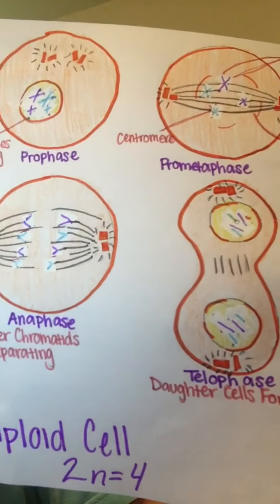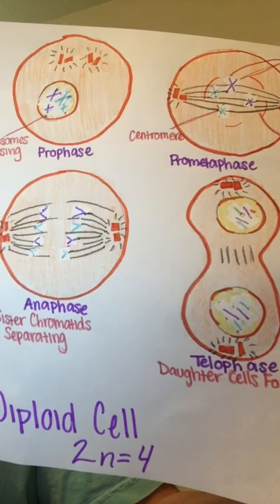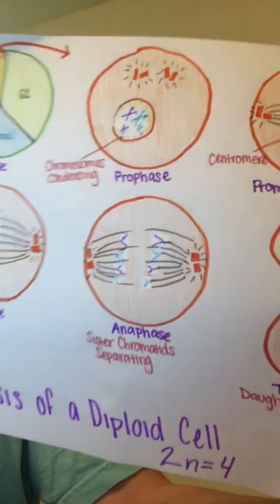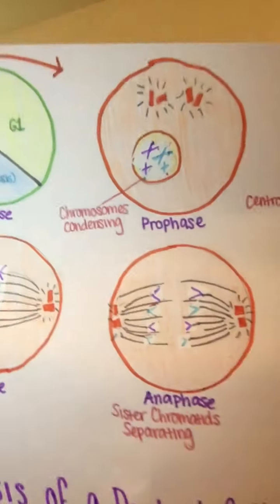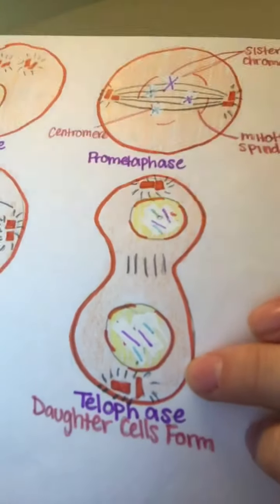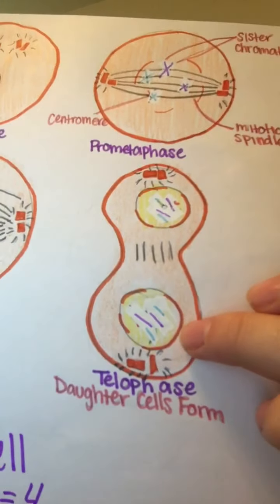And this is when cytokinesis occurs, and you get the two identical daughter cells. And so as you can see, we begin with the 2n=4, and we end with 2n identical daughter cells.